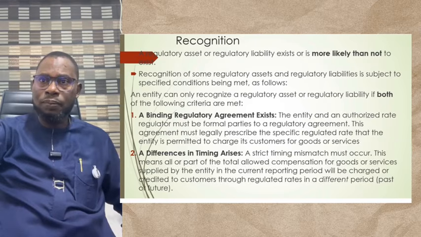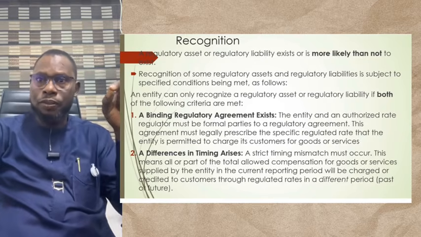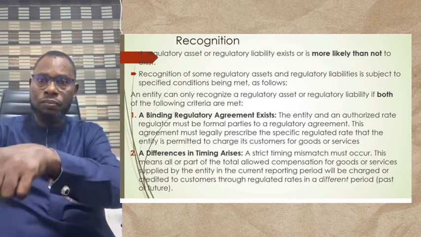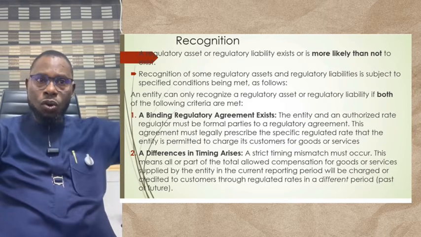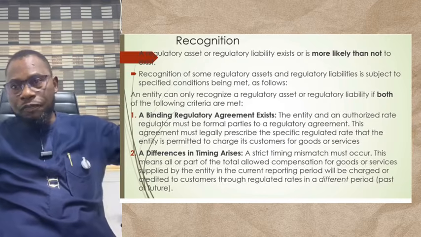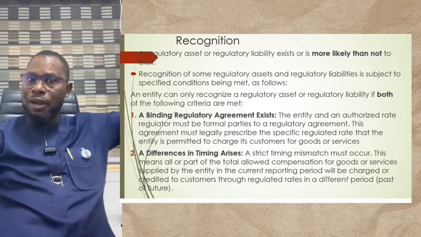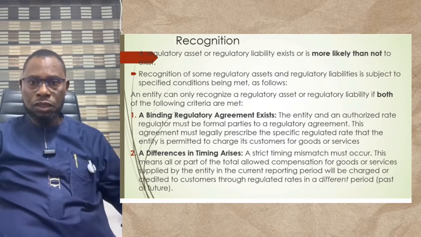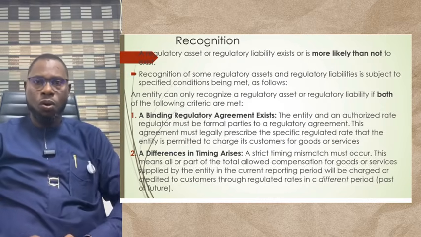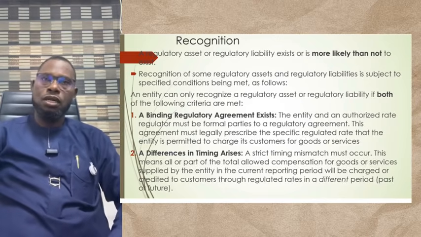So a strict timing mismatch must occur. This means all or part of the total allowed compensation for goods or services supplied by the entity in the current reporting period will be charged or credited to customers through regulated rates in a different period. Look at this, underline this. So in a different period, that's past or future. So that is the mismatch. So these are the 2 conditions that must occur for you to recognize a regulatory asset or a regulatory liability.